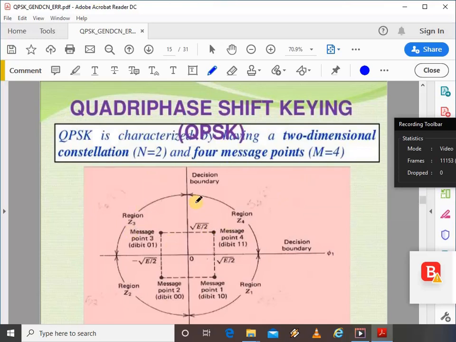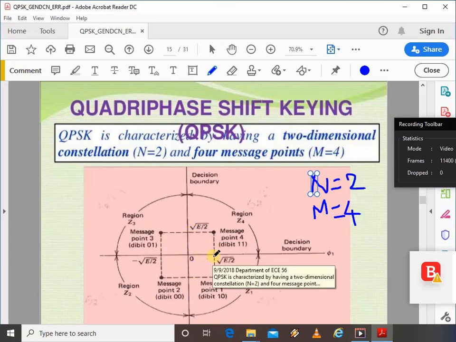Signal space is basically a two-dimensional area only. Signal space contains what? It contains the orthonormal basis functions. Here we are using two orthonormal basis functions, and we are going to show the points of four message points. Here we know that the coordinates of the four message points will be either plus square root of E by 2 or minus square root of E by 2. So this distance from the origin will always be represented in terms of energy.